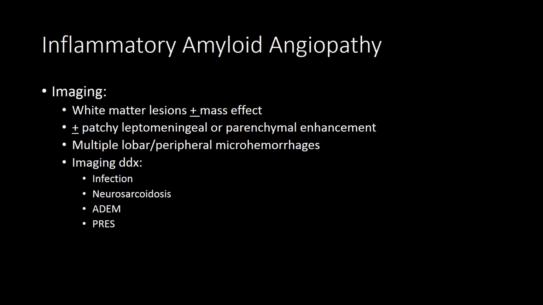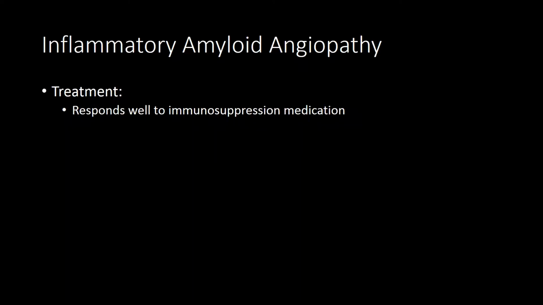Imaging appearance, which you'll see as white matter lesions, may or may not have much mass effect. There may or may not be patchy enhancement or parenchymal enhancement. But what's important to look for is multiple lobar and peripheral microhemorrhages. And the differential considerations for inflammatory amyloid angiopathy with these areas of susceptibility effect include PRES or ADEM, and the age is very helpful in distinction. And the extent of susceptibility effect is also helpful in the distinction. So this responds well to immunosuppressant therapy.